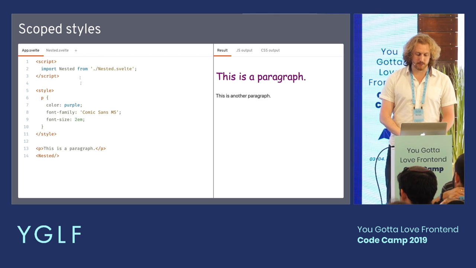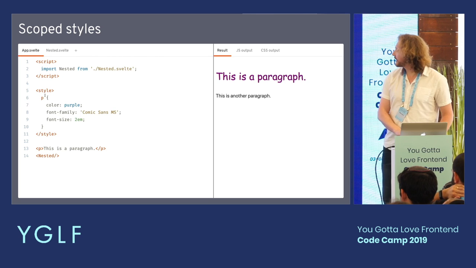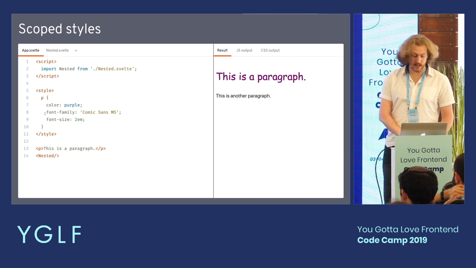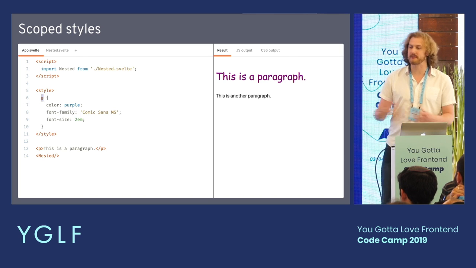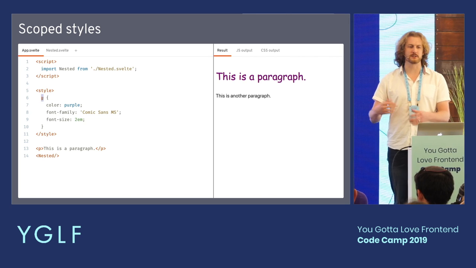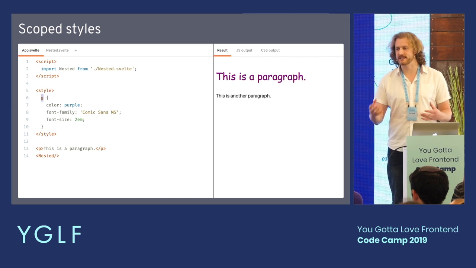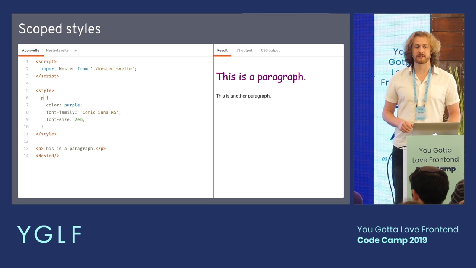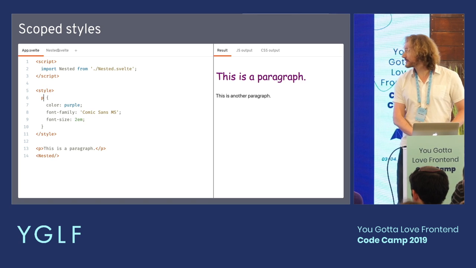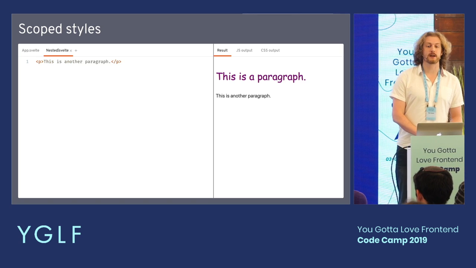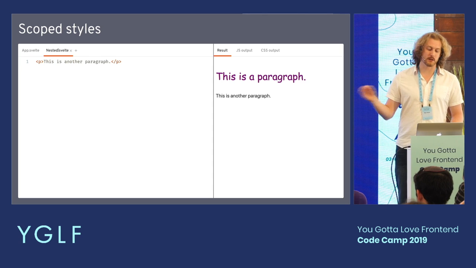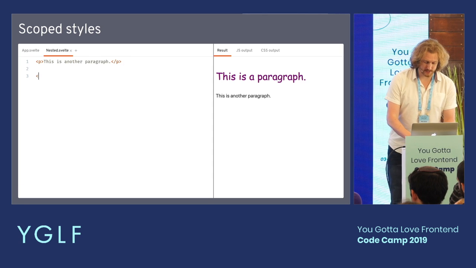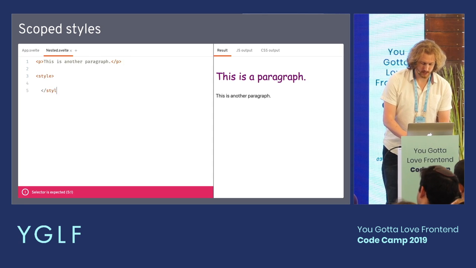tags right inside our components. We can have a paragraph tag that has a style from this P selector here. We haven't had to use classes. We haven't had to use complex namespacing schemes like BEM. We're just using the paragraph selector. And yet, our nested component here, even though it has a paragraph, is unaffected by the styles in the parent component. And I can add some styles to this one as well.